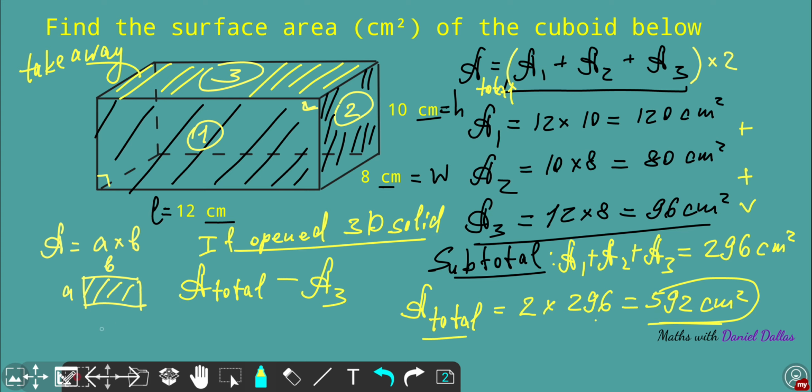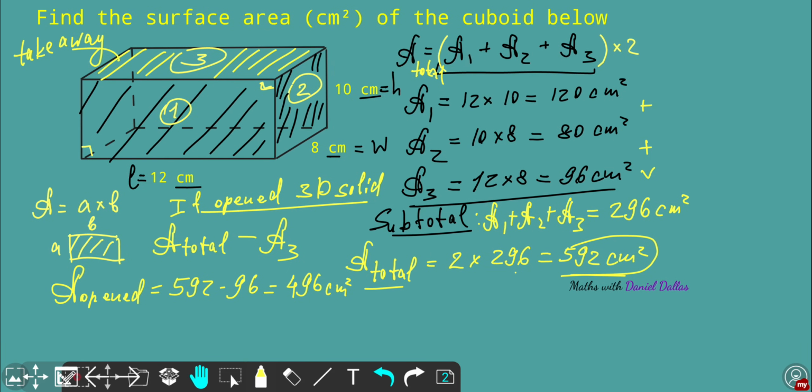So in the case of an open cuboid with eliminated face number 3, which is area A3, we take that away by subtracting 96 from the total. If we do that, we'll get 496 centimeters squared left. In case of open, that's the total surface area. So make sure you understand that.